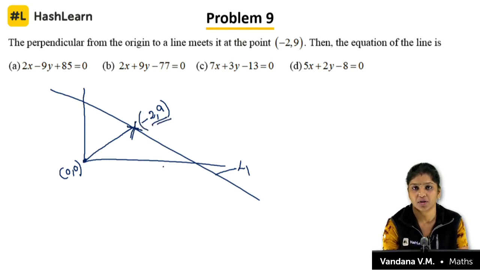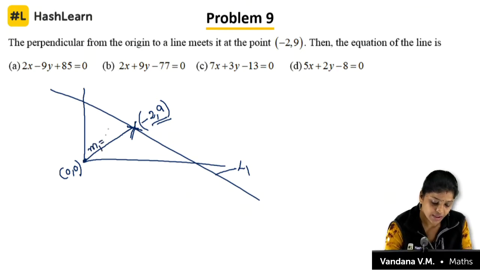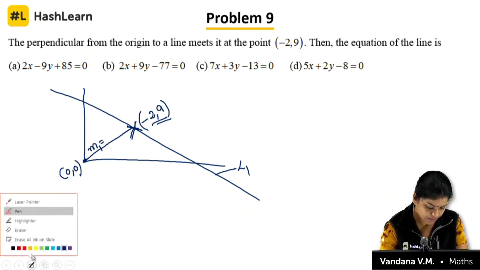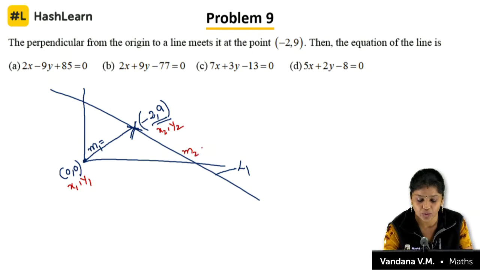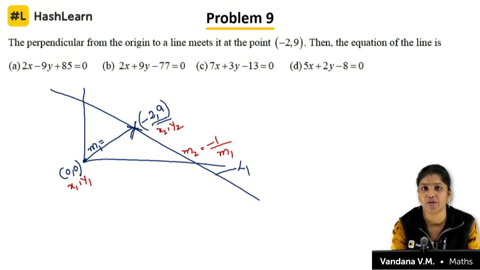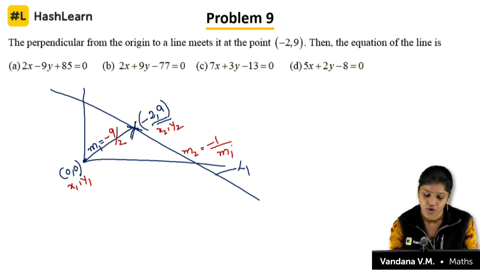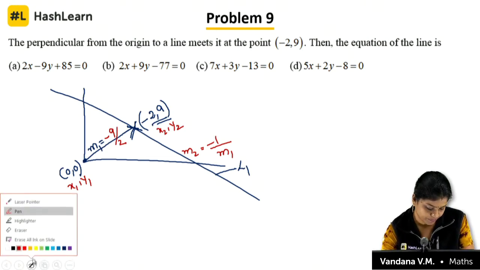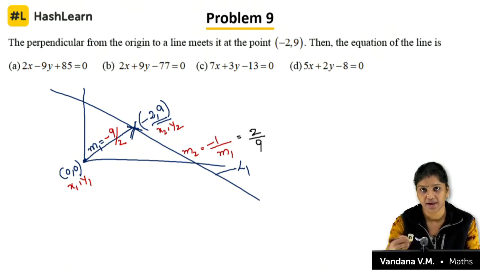I have to find out the slope. To find the slope, what clue they gave? These two lines are perpendicular. So first find out M1. M1, how to find out? This is x1 comma y1. This is x2 comma y2. And this is perpendicular. No, M2 will be minus 1 by M1. It is very easy to find out. If you apply, you will get the slope value as minus 9 by 2. So what is your slope? Your slope is 2 by 9, reciprocal, right?